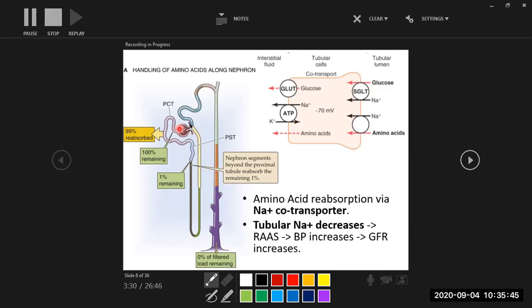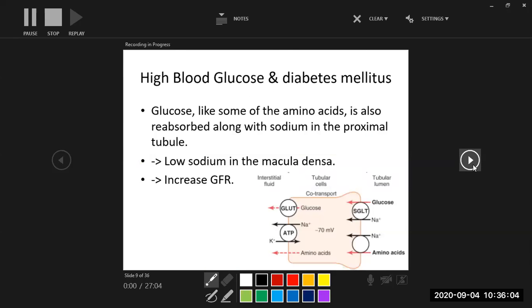And when we increase GFR, we increase the work in the nephron, which would be okay for most of us, but it will become a concern to the patient with chronic kidney disease. So that's the protein. And a lot of you can probably also notice that it's not just amino acid reabsorption; the glucose reabsorption is also a sodium co-transport process.